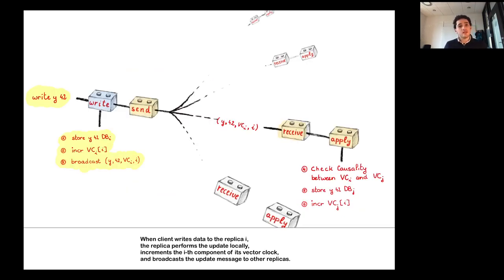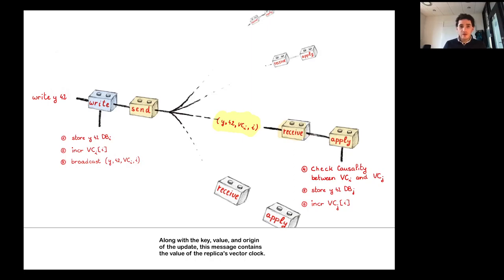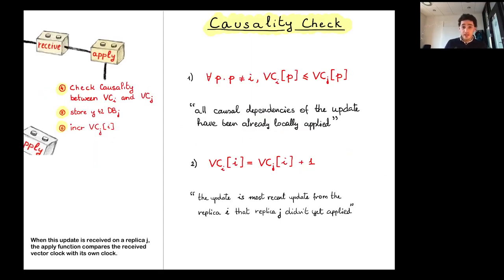When the client writes data to the replica I, the replica performs the update locally, increments the ith component of its vector clock, and broadcasts the update message to other replicas. Along with the key, value and the origin of the update, this message contains the value of the replica's vector clock. When this update is received on replica J, the apply function compares the received vector clock with its own clock. The causality check consists of two conditions.